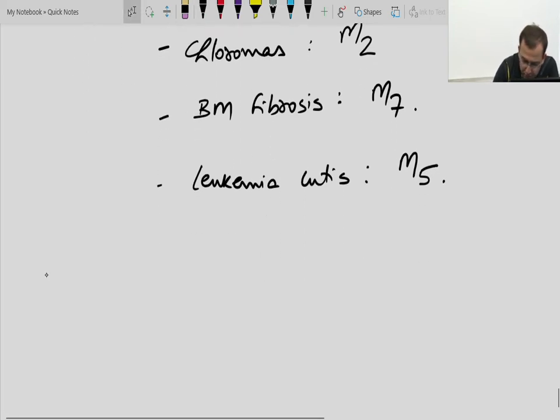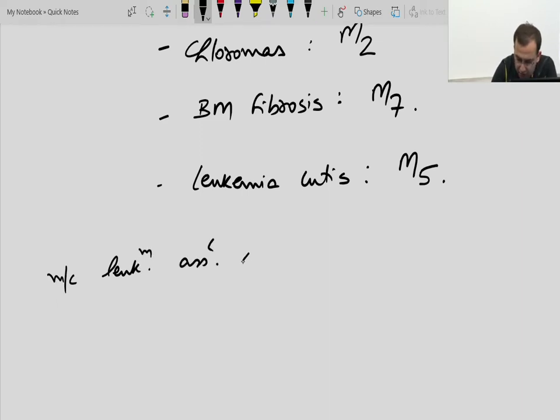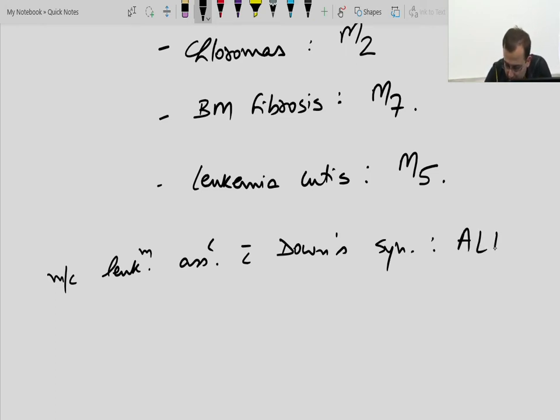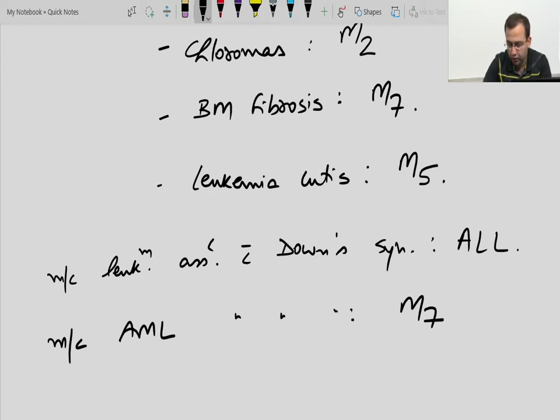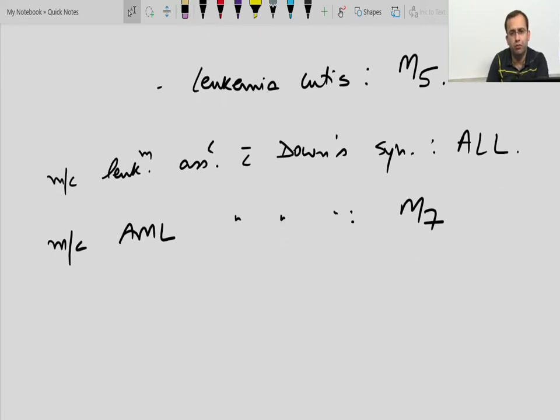Next question, the most common leukemia associated with Down syndrome. Answer: ALL. Please see the question properly. The most common leukemia with Down syndrome is ALL, whereas the most common AML with Down syndrome is M7. So see the difference in the question properly.